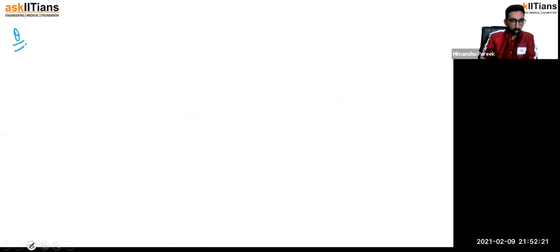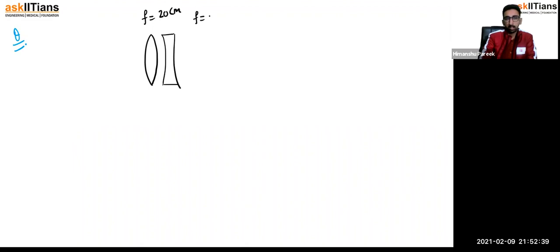Now let us go ahead with one numerical and see how to use it. If you get a question like this, you don't need to get scared of it. Suppose one lens is given, focal length 20 centimeter. It will be positive. Then a concave lens is kept, focal length, let's say minus 40 centimeter. Some simple values I'm taking.